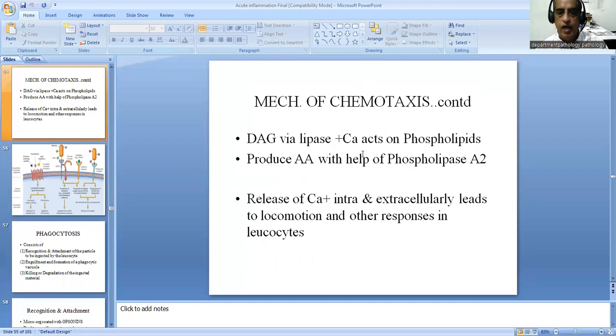Via lipase, again with calcium, DAG acts on phospholipids which are present in the cell membrane. This produces arachidonic acid with the help of phospholipase A2. Again, arachidonic acid metabolism is an important integral part which produces several cytokines and thromboxane A2, all of which help in the process of inflammation. Now, like I said, it is most important for us to see the release of calcium, intra and extracellularly, which leads to locomotion and other responses. At present, we were talking about locomotion only.